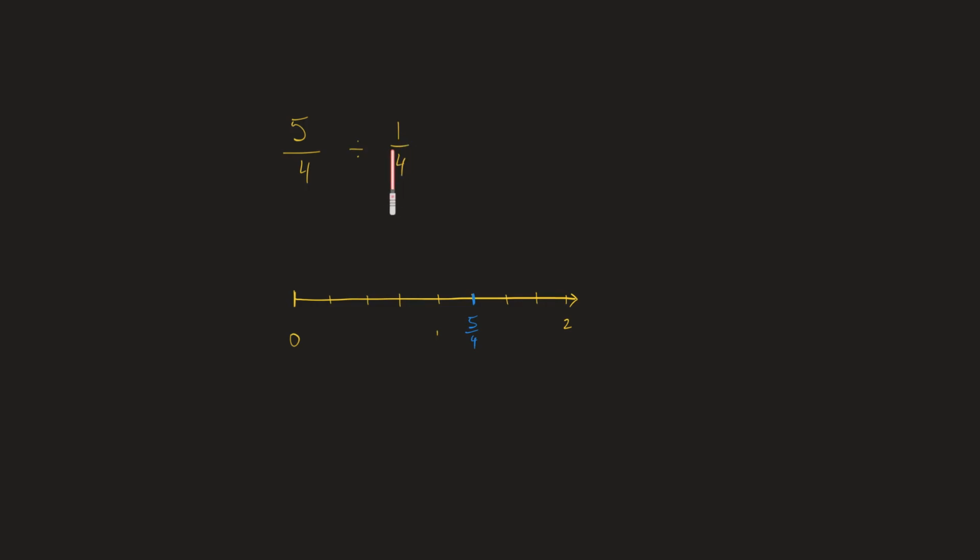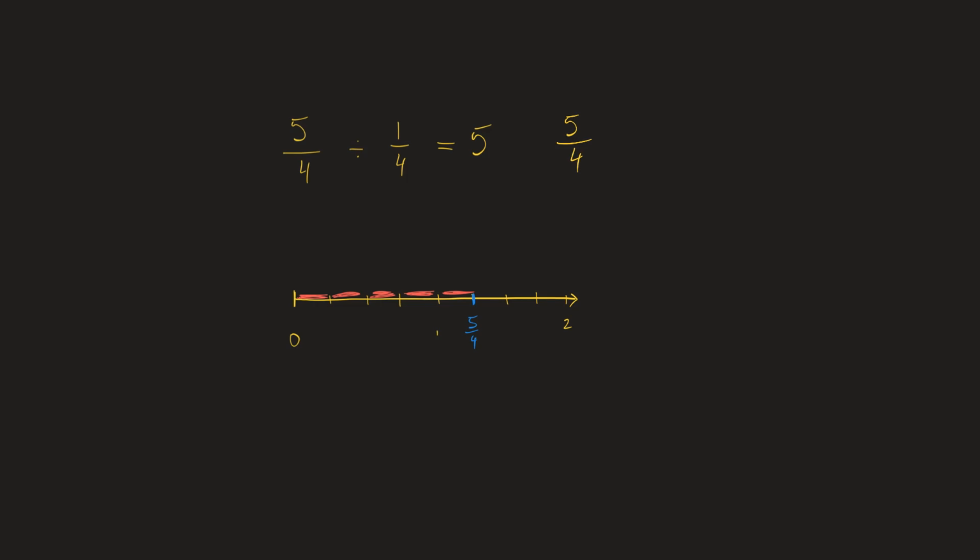Now we want to see how many quarters fit into 5 over 4. Remembering each one of these is worth a quarter, so there we have 1, 2, 3, 4, and 5 quarters. So therefore the answer to 5 over 4 divided by a quarter is going to be 5.